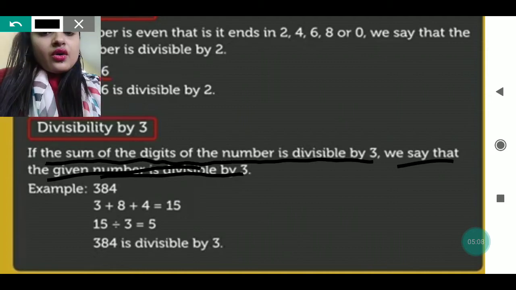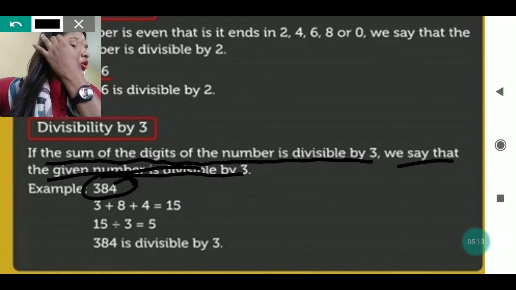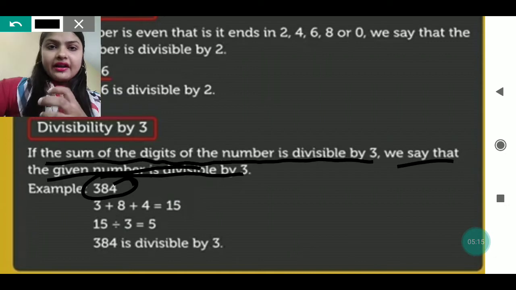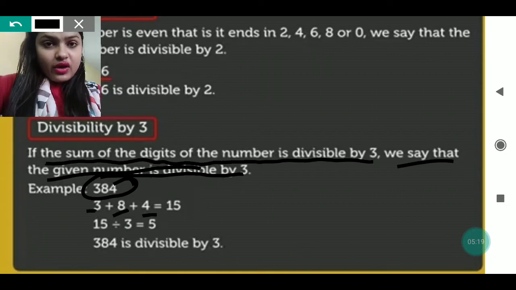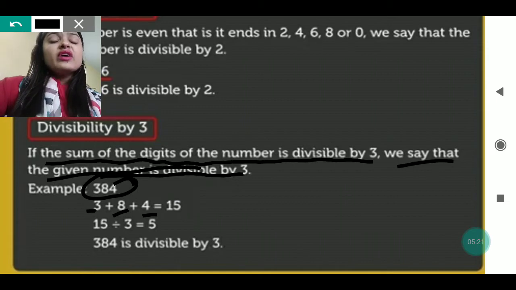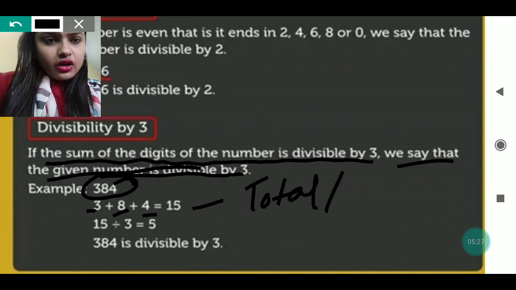Suppose 3, 8 and 4 are given. You add 3, then 8, and then 4. After adding, you get the total, or you can say the sum.